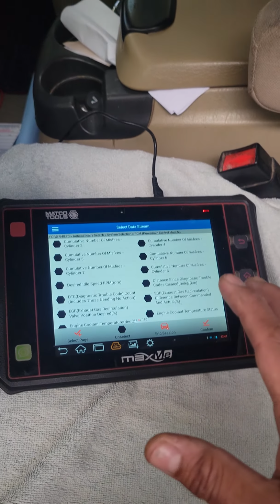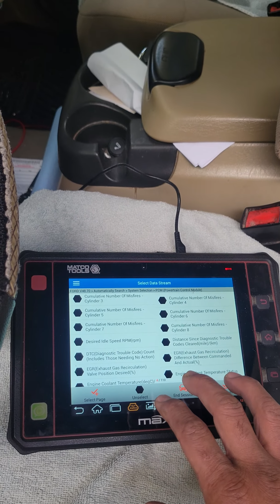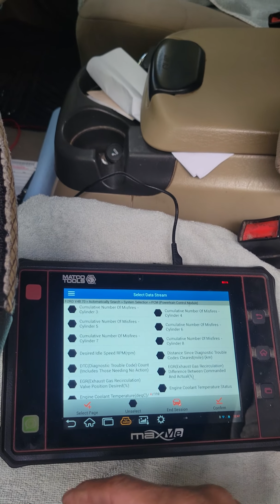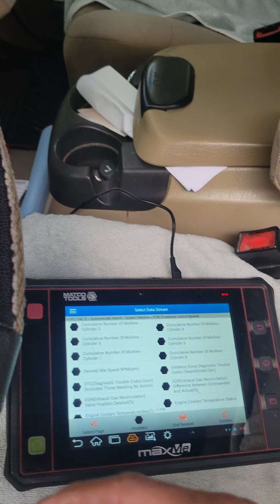Obviously, different vehicles are going to be different, guys. But you need to look at data. If it's a hard start, you need to see what the fuel pressure is, if it has a PID for fuel pressure, point of data.